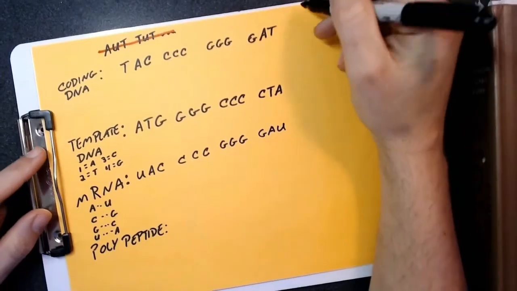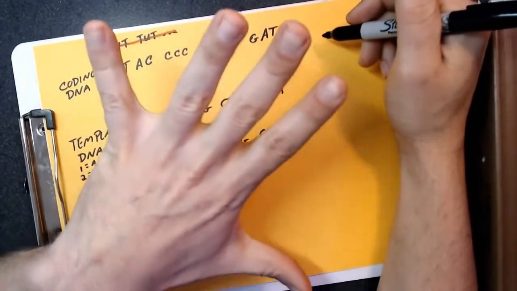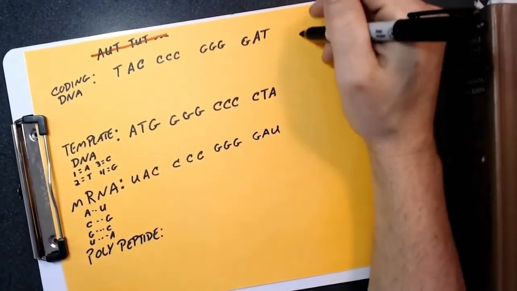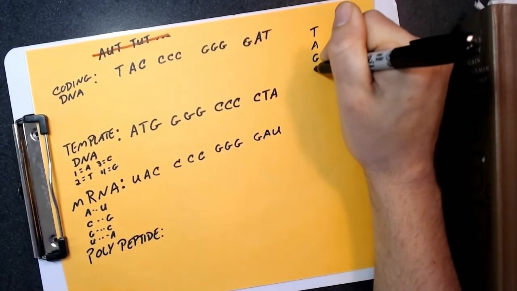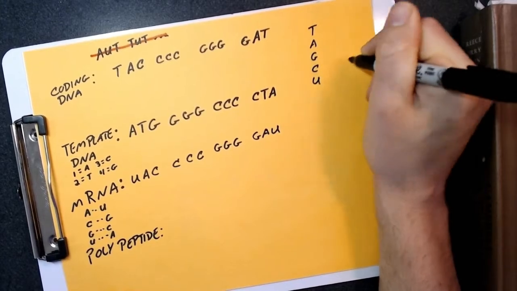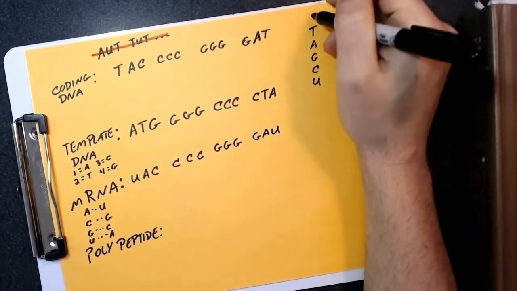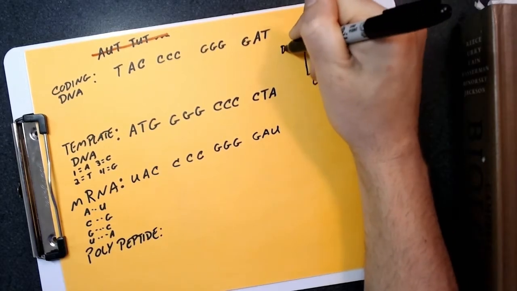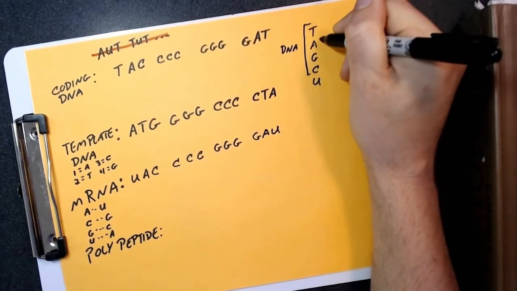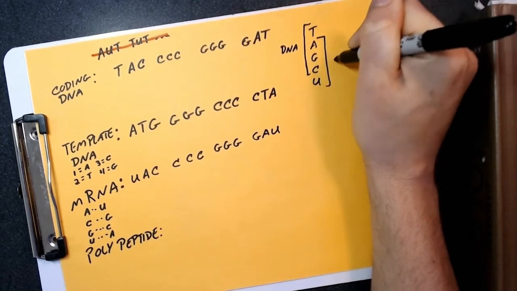So, the base pairing rules, there are 5 nucleotide bases. They are T, A, G, C, and U. These ones up here are DNA, and these ones down here are for RNA.